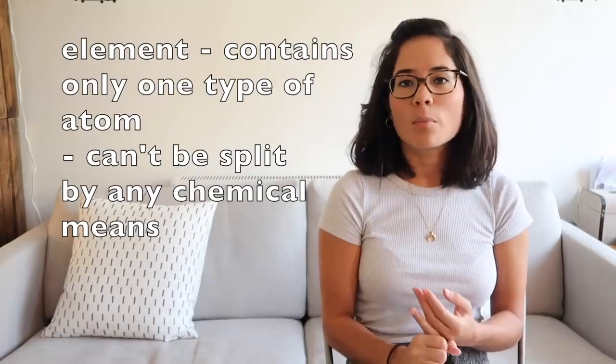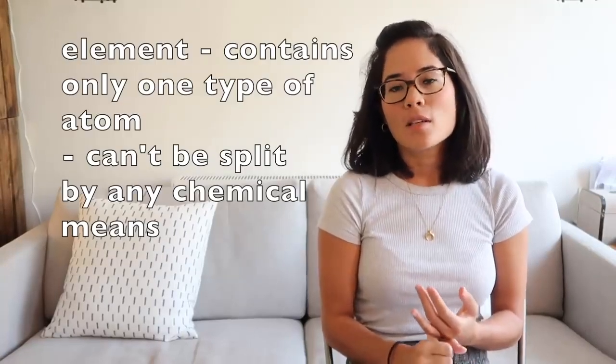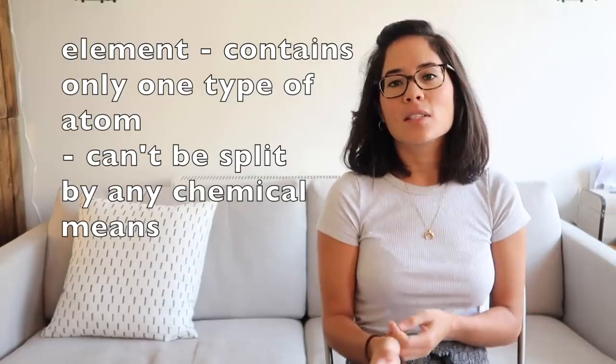An element contains only one type of atom, and it cannot be split by any chemical means. So basically, if you're given a list of substances and you're asked which is the element, cross-reference the list to the periodic table, and you'll soon be able to see if what you have is an element or not. If it's not in the periodic table, it is not an element.